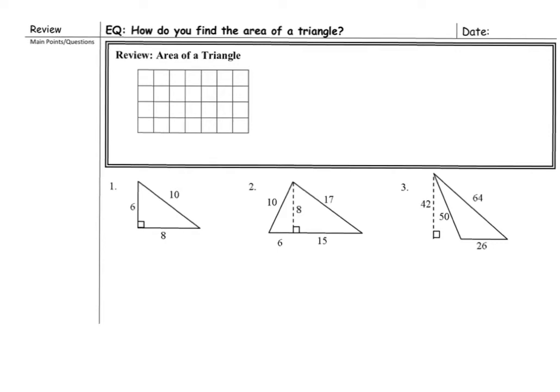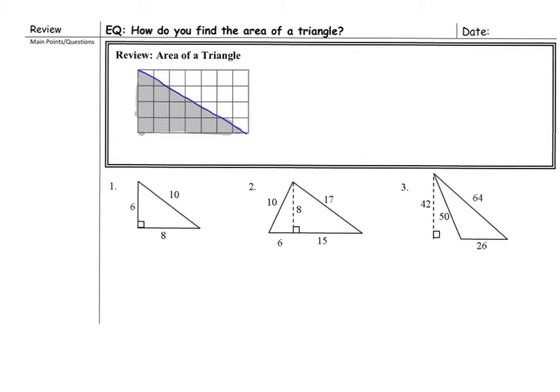Hey guys, today we're going to be working on reviewing how to find the area of a triangle. The area of a triangle actually comes from the area of a rectangle. If we were to split this rectangle in half, then we have a triangle. We actually have two triangles. So what this means is that a triangle is half of a rectangle.